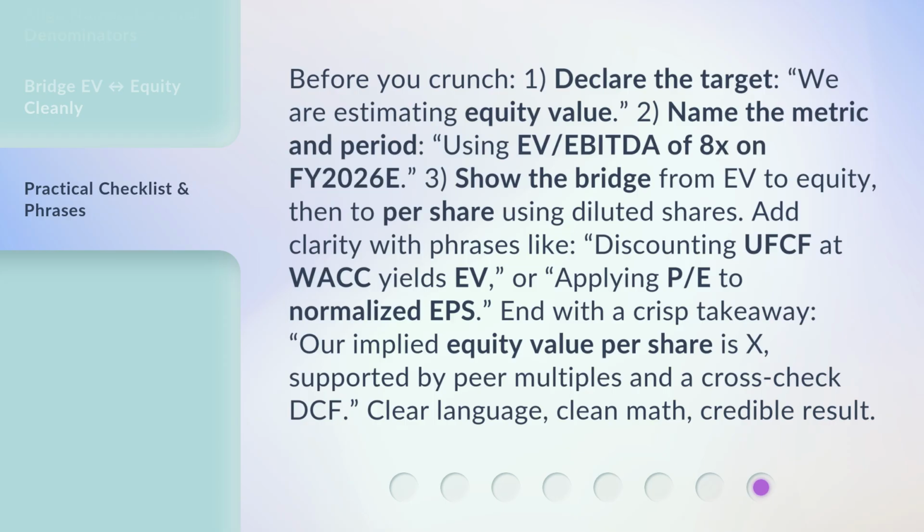Add clarity with phrases like, discounting UFCF at WACC yields EV, or applying PE to normalized EPS. End with a crisp takeaway. Our implied equity value per share is X, supported by peer multiples and a cross-check DCF. Clear language, clean math, credible result.